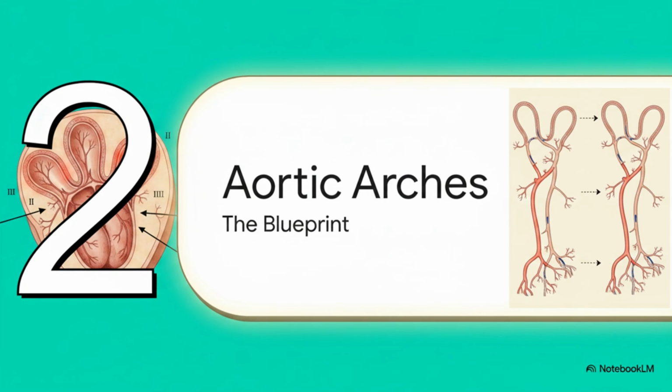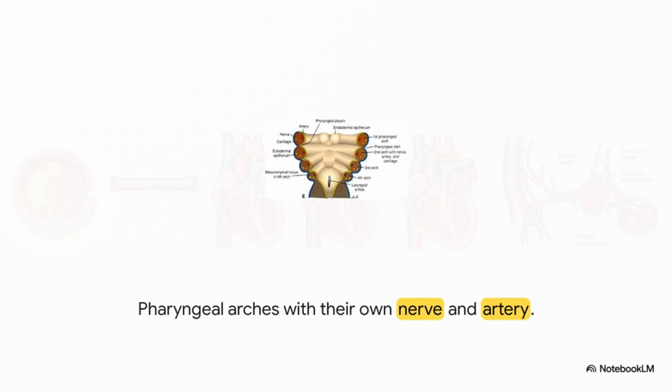Moving right along to Section 2, Development of Aortic Arches, our blueprint. Let's fast forward a bit to the 4th and 5th weeks of embryonic development to see how our structural blueprint really begins to take shape. This is the critical window when the pharyngeal arches form, setting the stage for all the major arteries of the head, neck, and chest. During this early window, the organization here is just incredible.